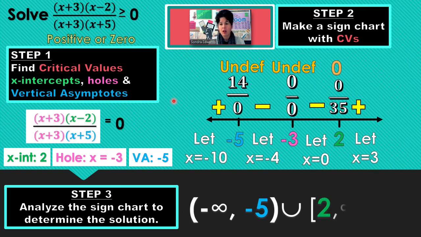Union, but bracket 2 through infinity because when we substitute 2 we got 0 and we wanted positives or zeros, and everything to the right gives us positives.